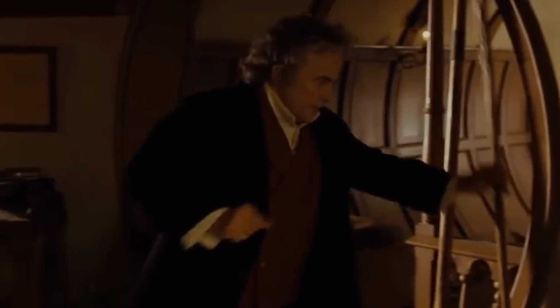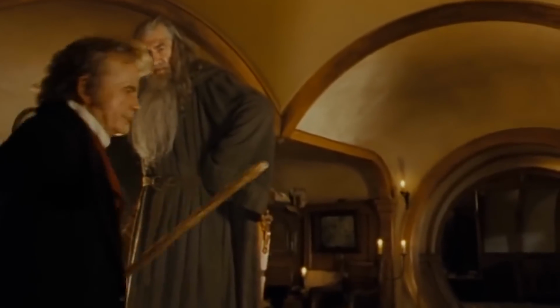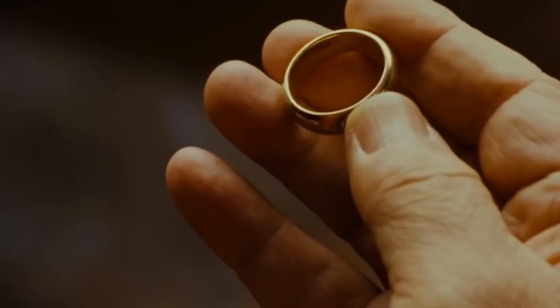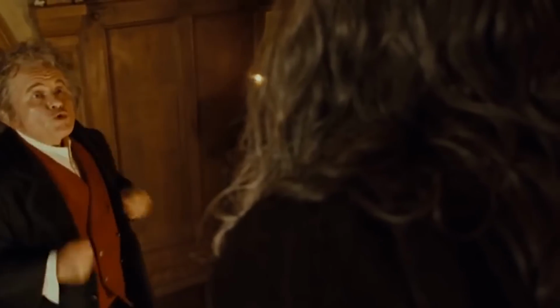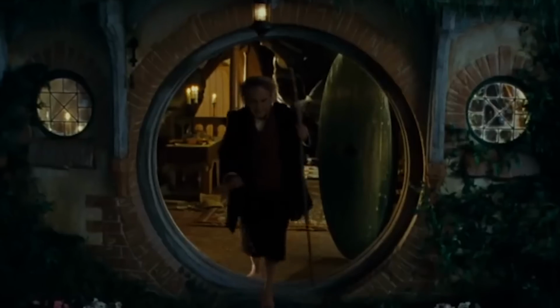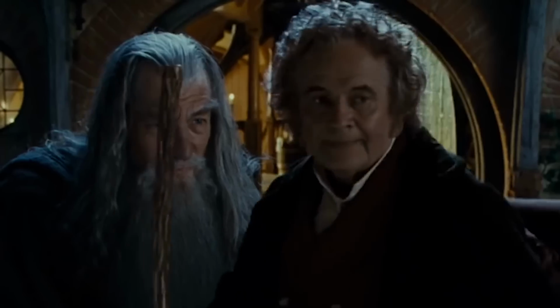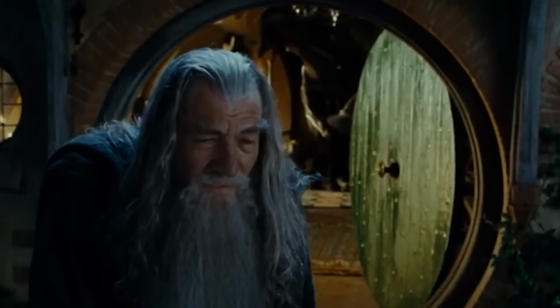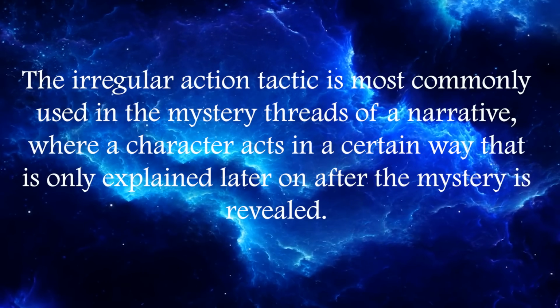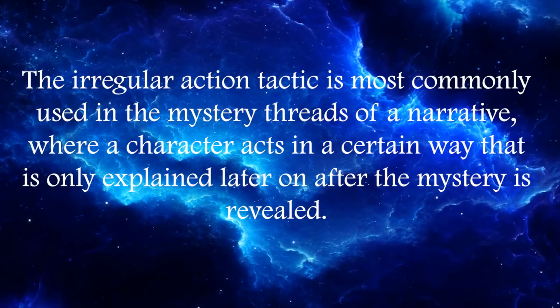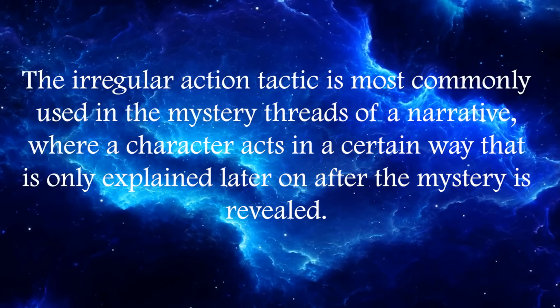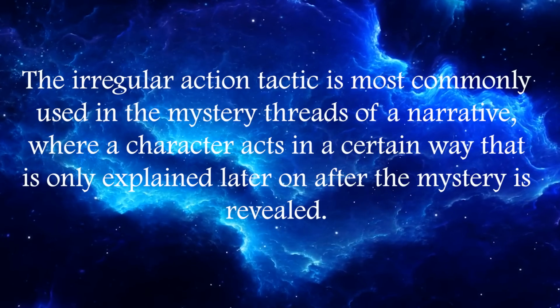A great example of this is in The Lord of the Rings, where the otherwise very likable, bubbly and friendly Bilbo suddenly becomes agitated and angry when Gandalf asks him to leave the One Ring behind. This out-of-character moment foreshadows that the tension will come from various characters struggling with the One Ring, and foreshadows the greater evil of the Dark Lord Sauron himself. The irregular action tactic is most commonly used in the mystery threads of a narrative, where a character acts in a certain way that is only explained later on after the mystery is revealed.